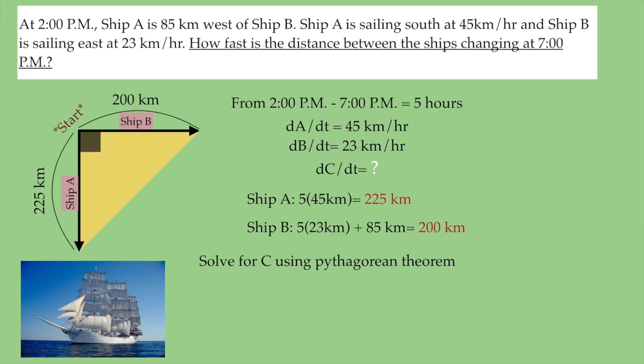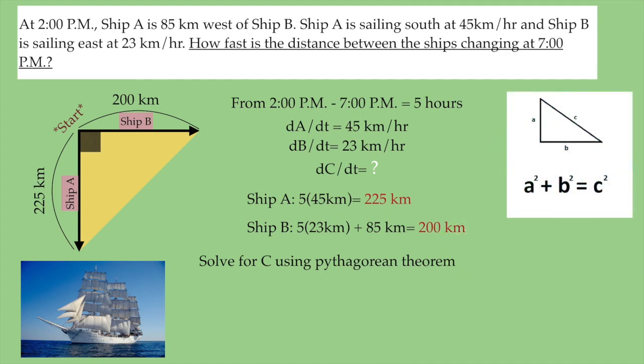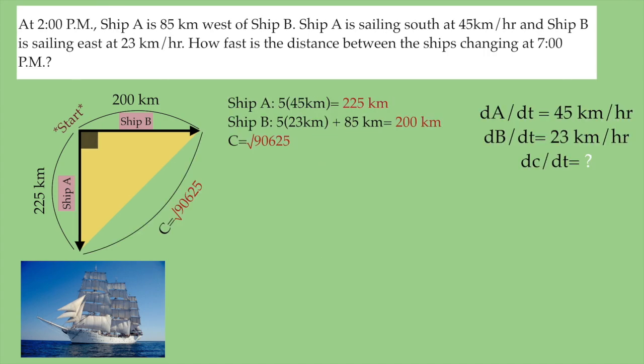We're going to solve for c using the Pythagorean theorem. a squared plus b squared equals c squared. When we plug in 225 squared plus 200 squared equals c squared, we get c equal to the square root of 90,625. Now we can differentiate with respect to time.